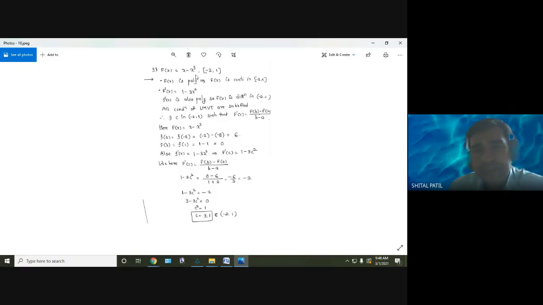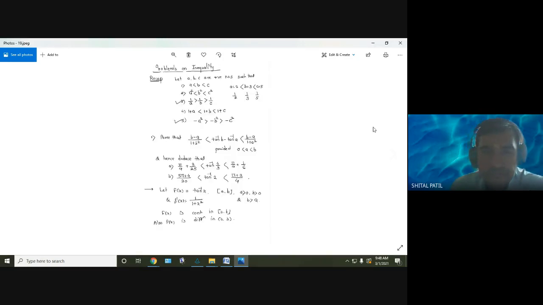Then in the same way, the next example is also solved. Again, in this case, c is equal to plus minus 1. Okay. Then we solve examples on the inequality.